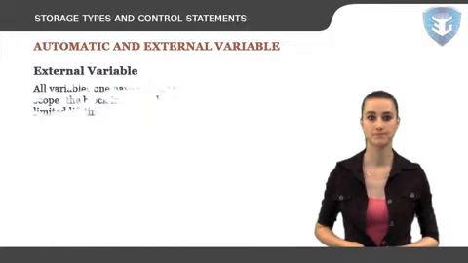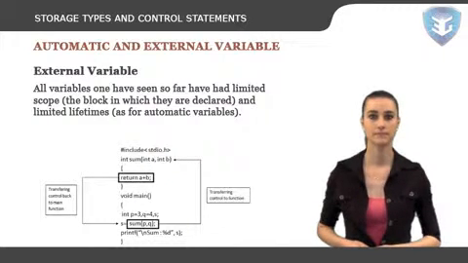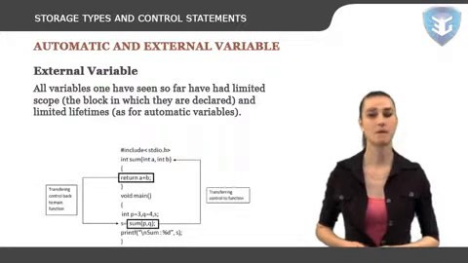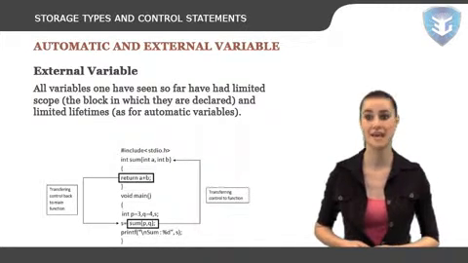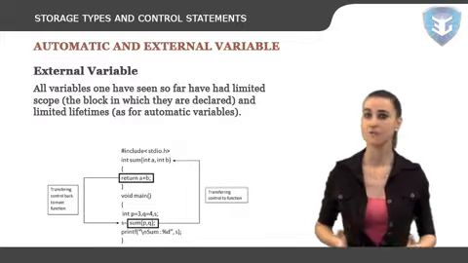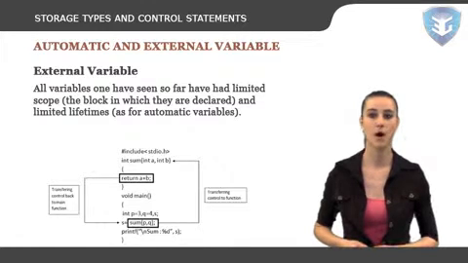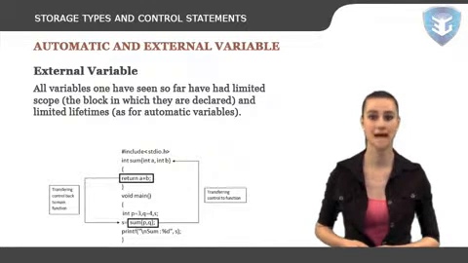External variable. All variables one has seen so far have had limited scope and limited lifetimes. However, in some applications it may be useful to have data which is accessible from within any block, and/or which remains in existence for the entire execution of the program. Such variables are called global variables, and the C language provides storage classes which can meet these requirements, namely the external and static classes.